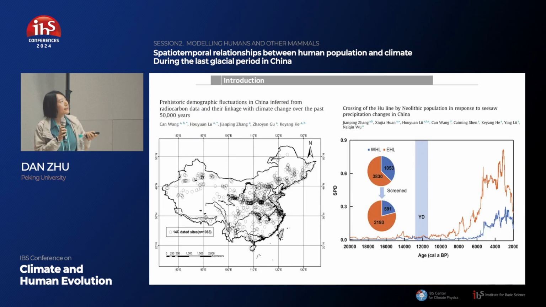Previous studies have compiled the radiocarbon dates across China, as shown in the map. It includes over 4,000 radiocarbon dates from about 1,000 archaeological sites. Later studies using this database have mainly focused on the Holocene, while my research will focus on the time period before 10,000 years ago, when the impact of agriculture is minimal.